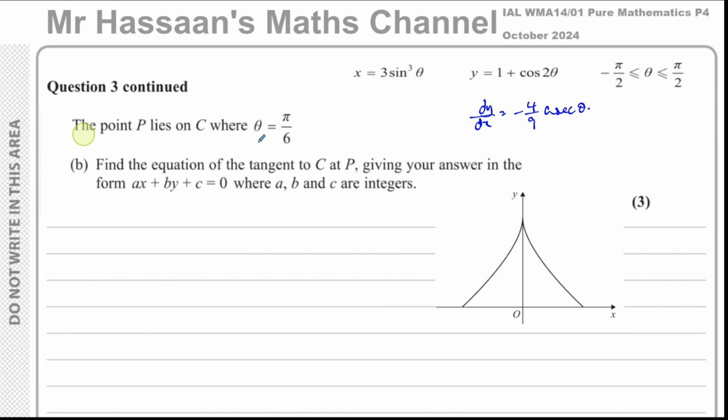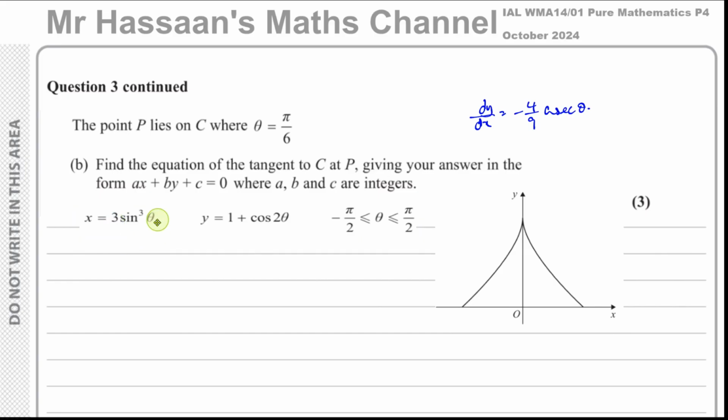So we do not know where P is right away. We have to work out where it is by using these formulae, the parametric equation of the curve. So if we look at these, we're going to find the coordinates of P.